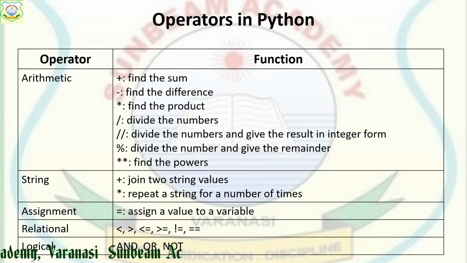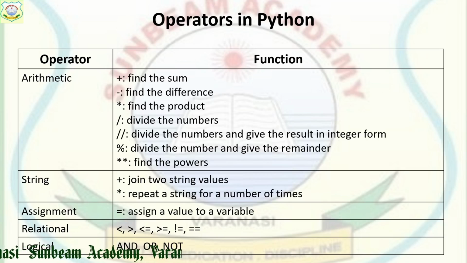Divide divides a number. Suppose I use the double divide sign, then it divides the number and shows the result only in the form of an integer. The decimal part it will never show you.